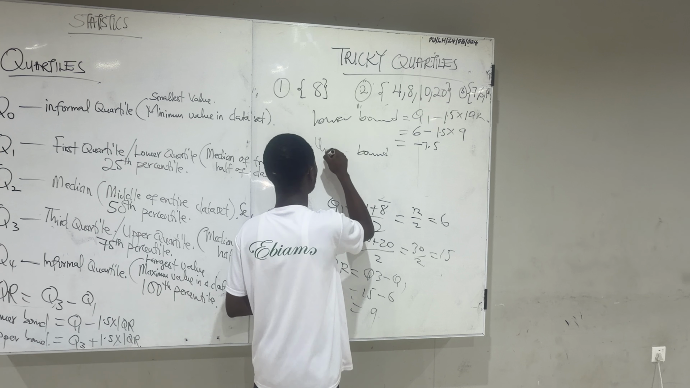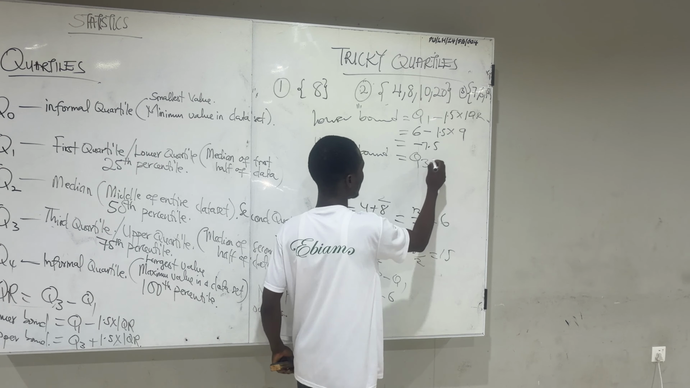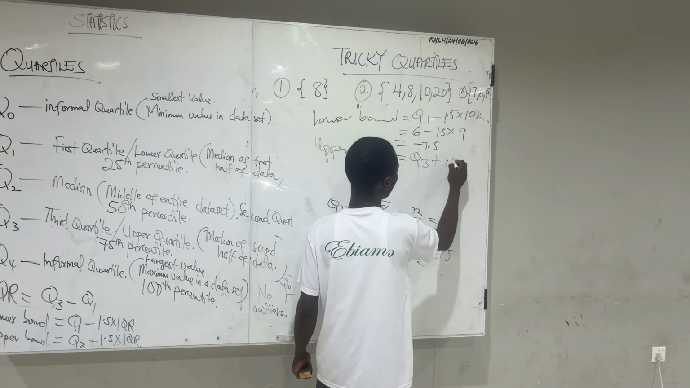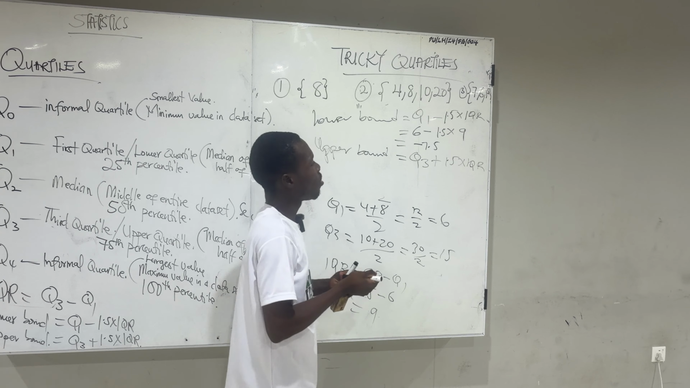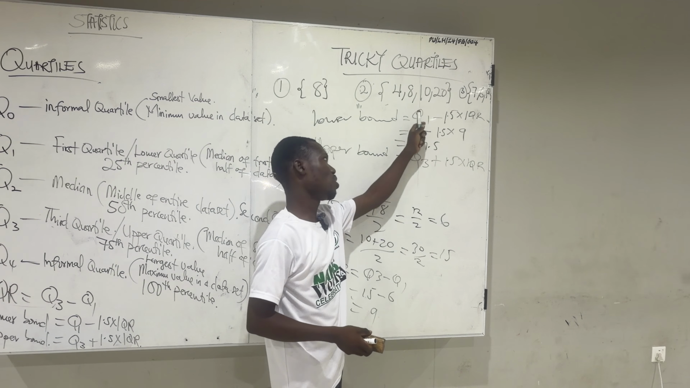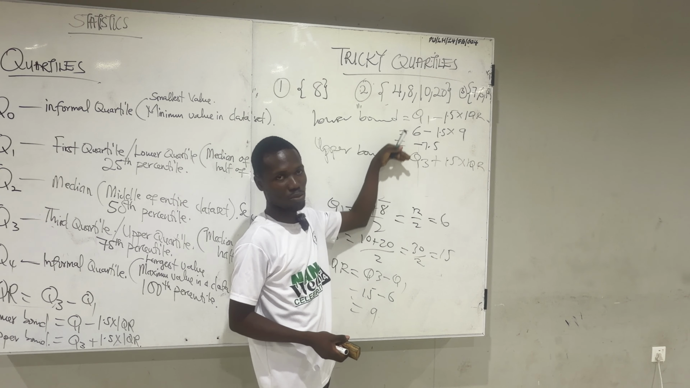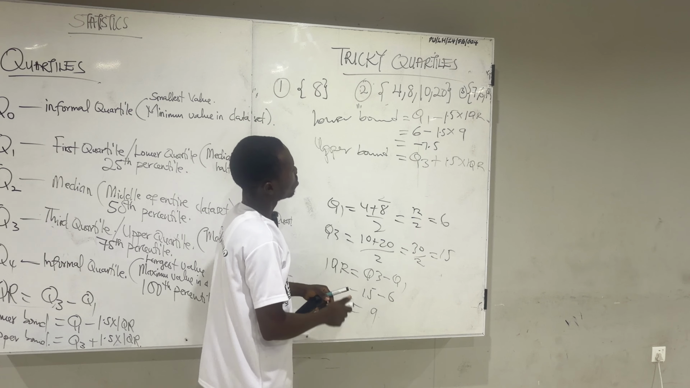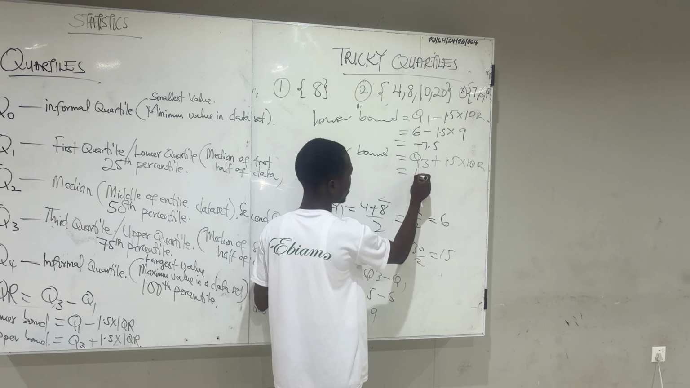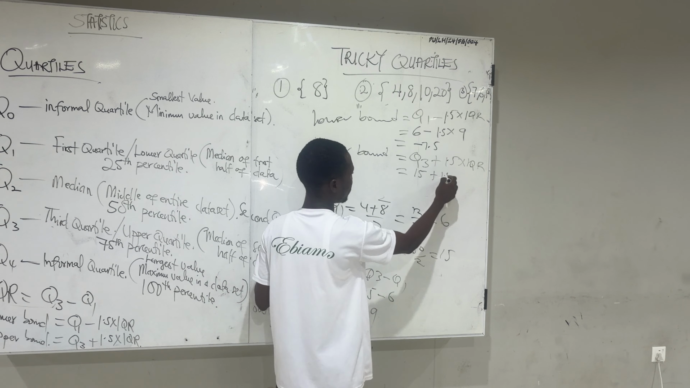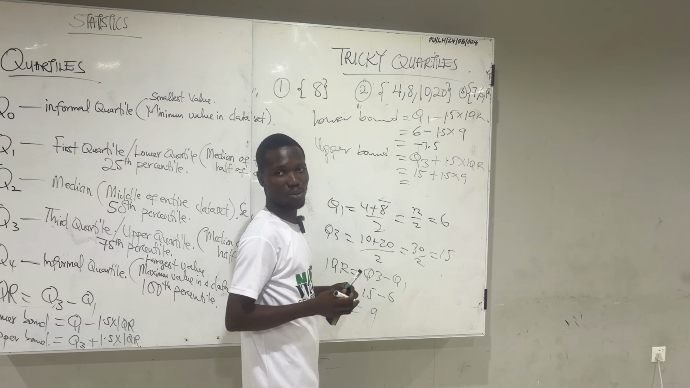Now we can solve for the upper bound. So the upper bound is what? Q3 plus 1.5 times interquartile range. In fact, you must be careful with the lower bound and upper bound. One is minus and one is plus. Most of the time, students do mix it up. Okay. So this one, the Q3, we had what? 15. So 15 plus 1.5 times 9. And the answer is going to give us what?